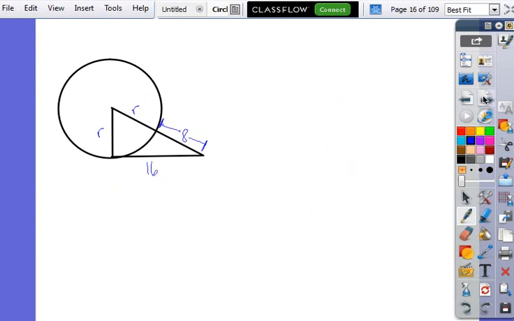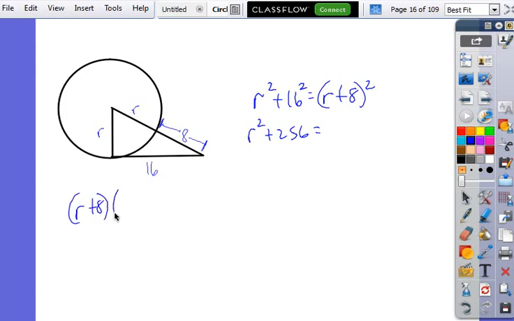r squared plus 16 squared equals r plus 8 squared. Any questions about where those numbers are coming from? Why I use it? Left side again, that's always going to be the easy one. Just multiply those two things out, square them out. I'm going to take my r plus 8 and do it over here. First, r squared. Outside, 8r. Inside, 8r. Last, 64. Combine the two in the middle. You wind up with that.